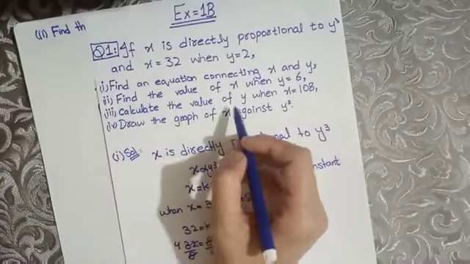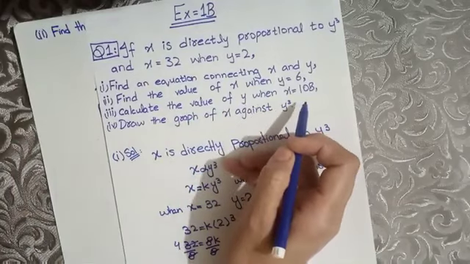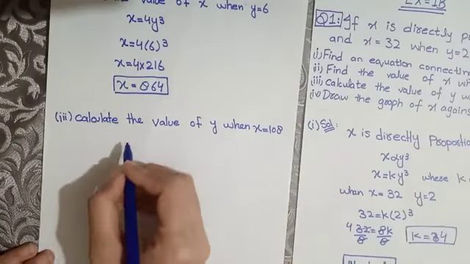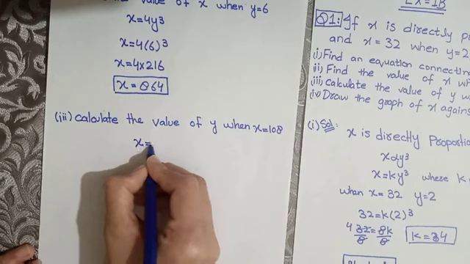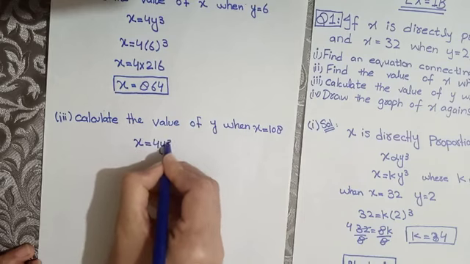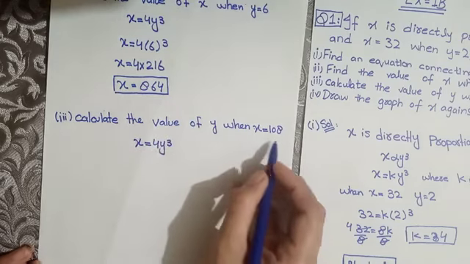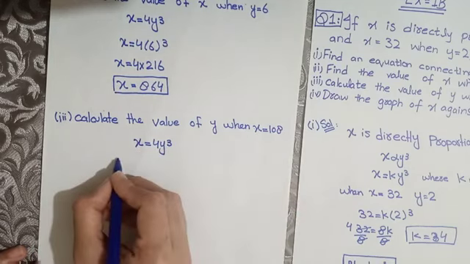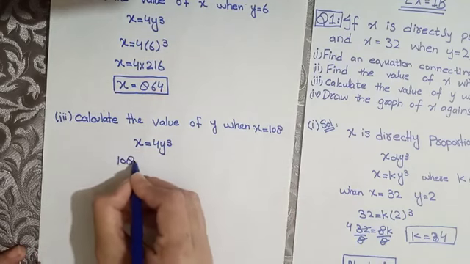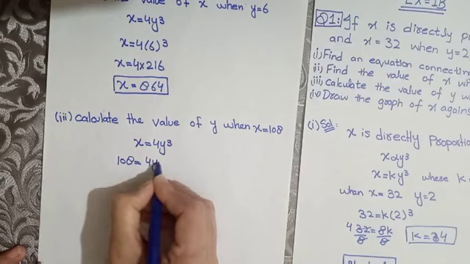Now third part of this question is calculate the value of y when x is equal to 108. We will use the same equation, x is equal to 4 y cube. We are given the value of x, x is equal to 108, so 108 is equal to 4 y cube.